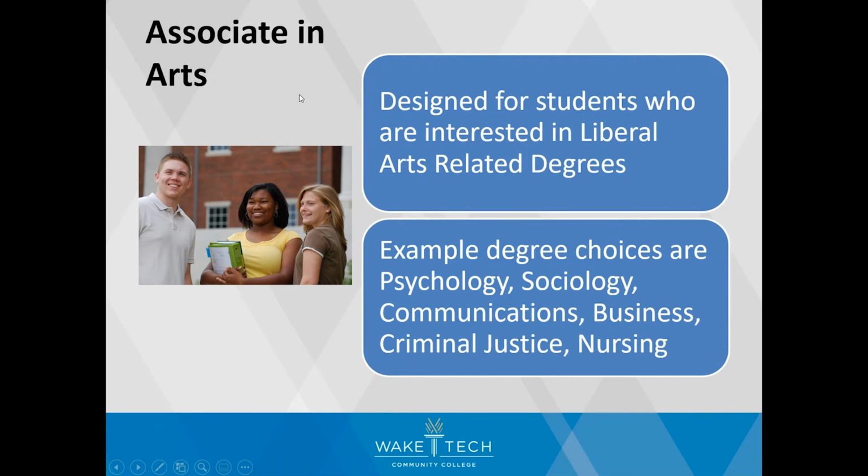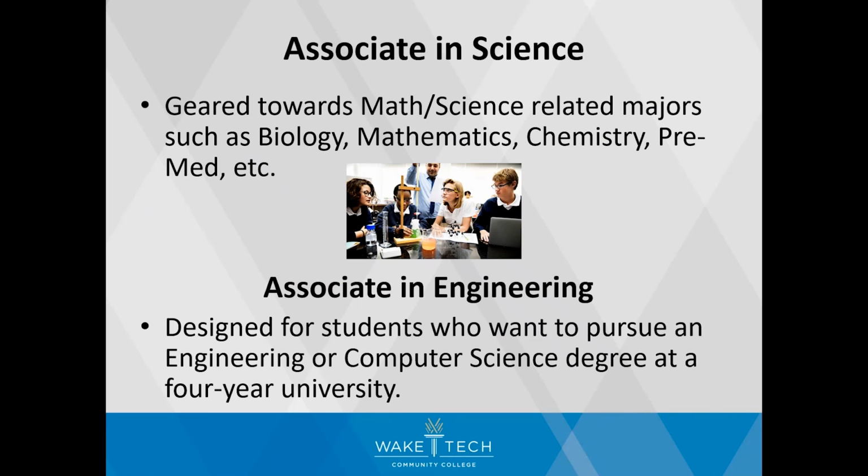So associate in arts, like I said earlier, is designed for students who are interested in liberal arts related degrees like psychology or sociology or communications or business. These are some examples of programs that students could do if they're completing the associate in arts. The associate in science is geared again for students who are interested in a math or science related major like biology or chemistry or pre-medicine. And the associate in engineering is for students who are interested in doing computer science or engineering at a four-year university.